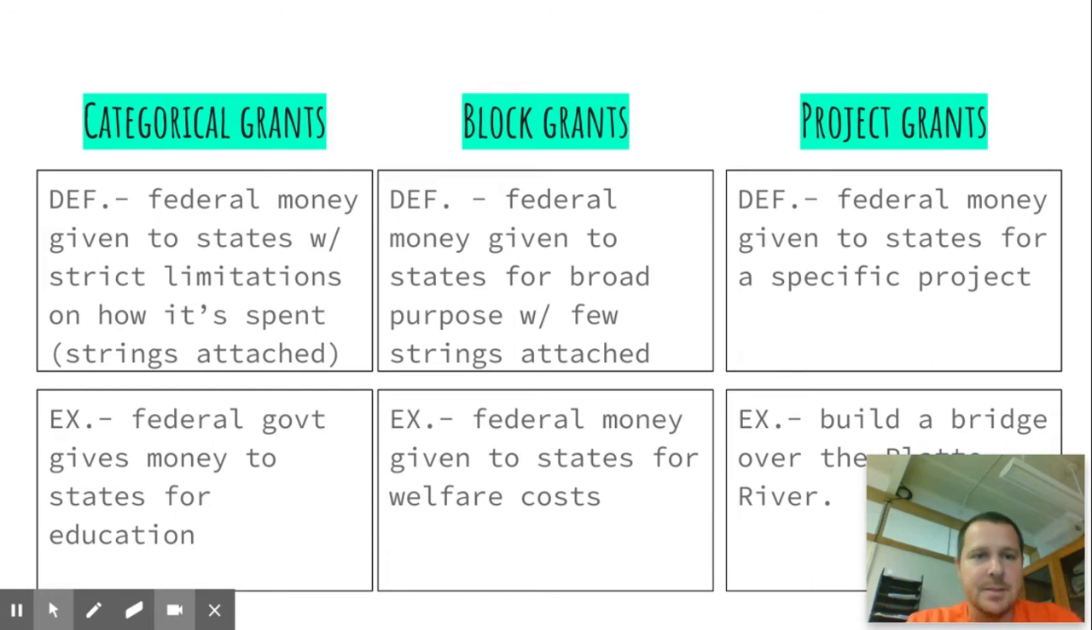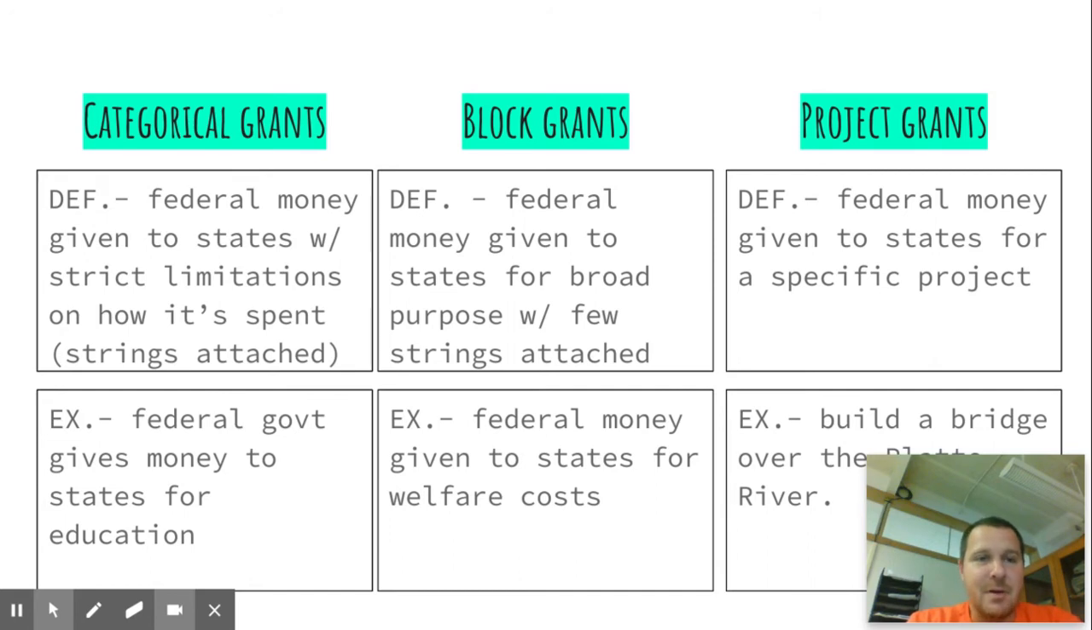Categorical grants. The first type of grant listed, this is money given from the national government, the federal government, to the states with very strict limitations on how it's spent. In other words, it has strings attached. And what that means is the example listed below, which is probably the one that you can relate to the most, is if the federal government gives a specific amount of money to the state of Missouri, like any other state, for the purpose of education, then it is expected that that money be spent on education.